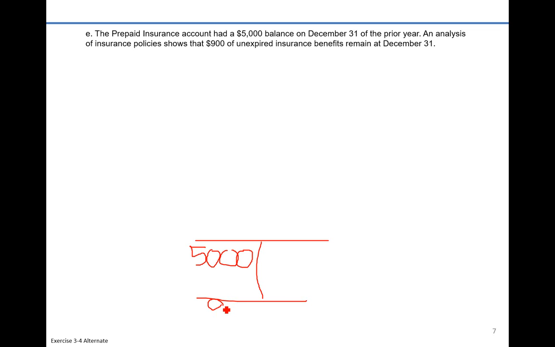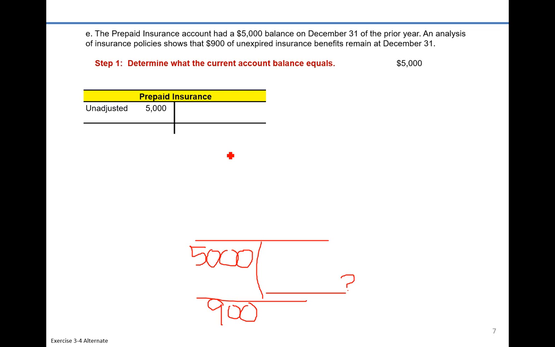Shows that it has an ending balance of 900. We need to solve how much was used up during the period. Okay, let's look at the rest of the problem then. So determine what the current account balance is. We know what that is. That's the $5,000 we just did in the T account. Determine what the current account balance should equal. We know that should be $900 at the end of the period.